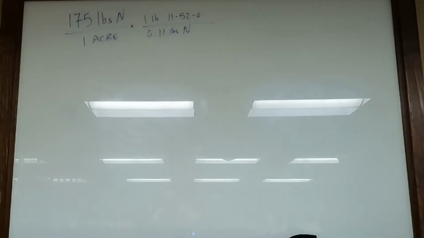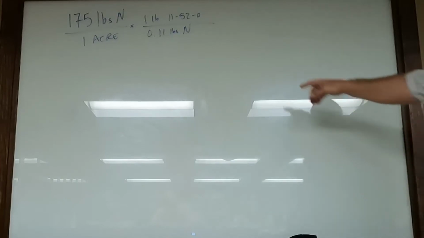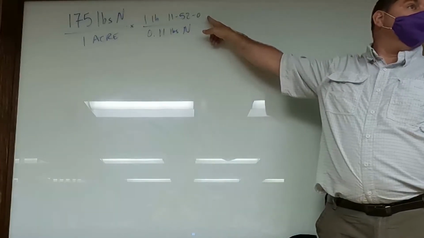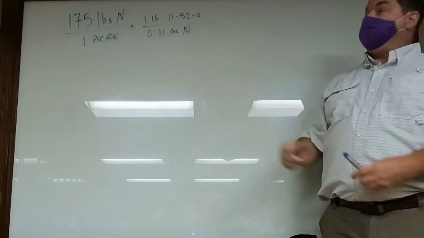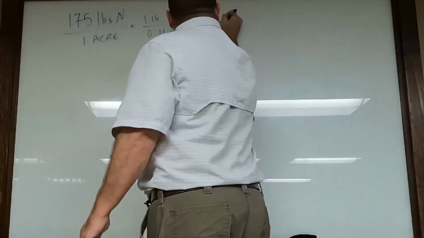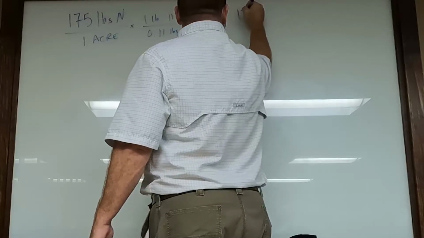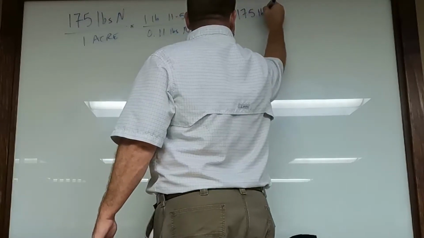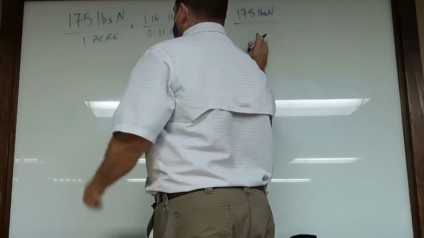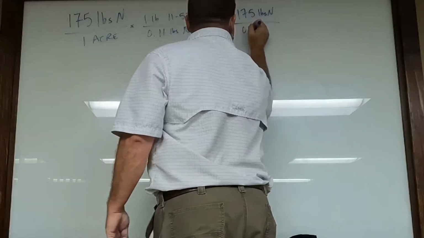If you start out setting your problems up this way, you won't have that big of a deal when we go to figure out whether you're putting out pounds of nutrient or pounds of fertilizer. Typically, when I say how much, that's going to be what goes on top. So if we multiply this straight across, we have 175 times 1, which is 175 pounds of N.